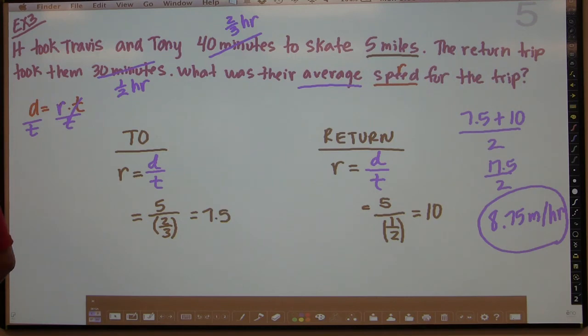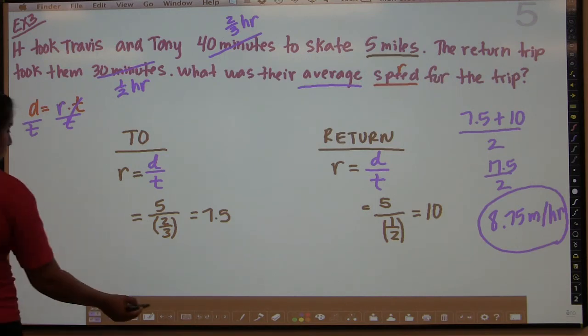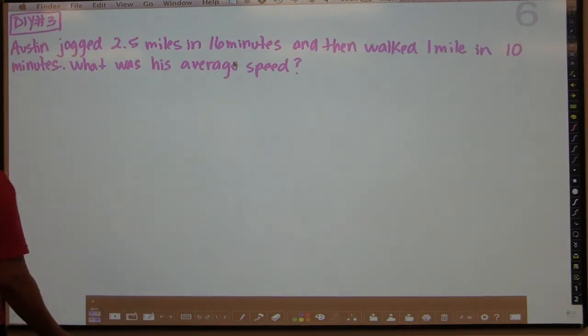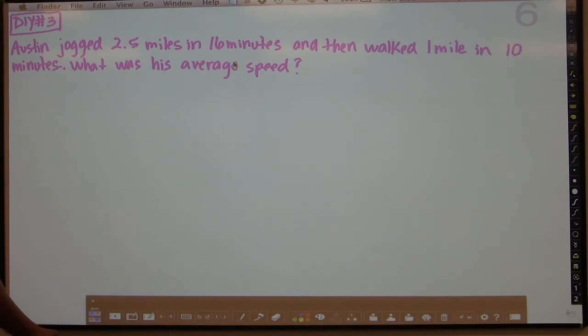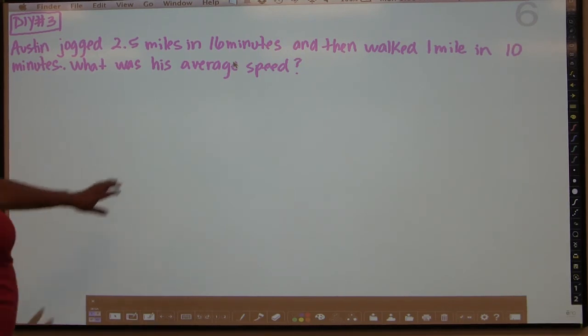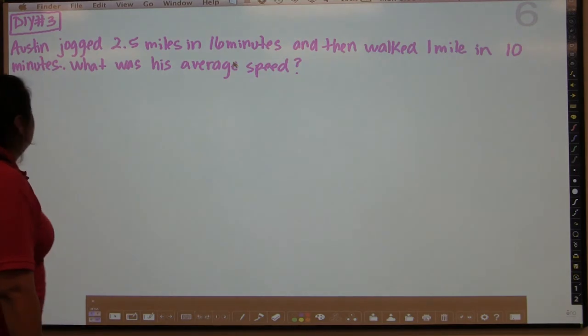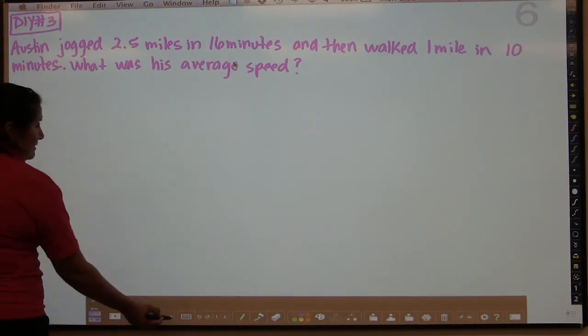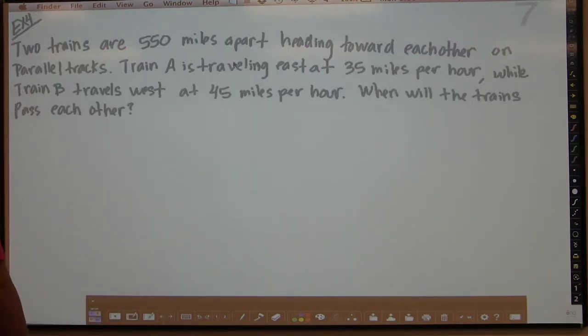All right, so let's see. Now we will go on to the next little guy, and this is your do-it-yourself question. Again, it's talking about average speed, so it's the same idea right here, average speed. And then we have one last example to do, which is example 4.